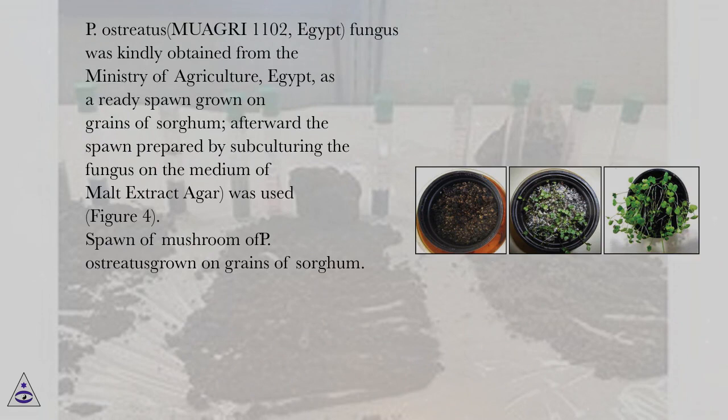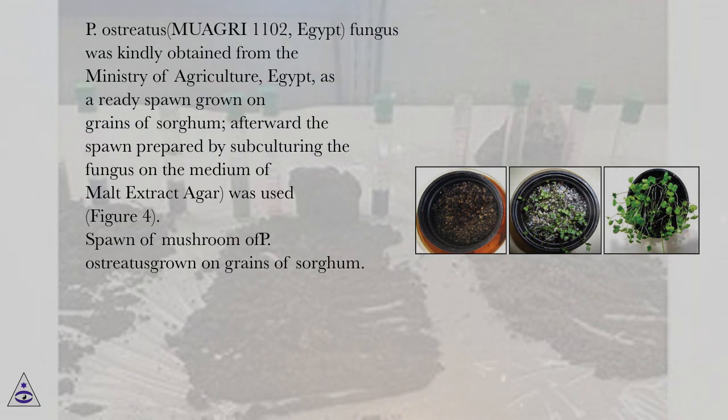P. ostreatus Mugri 1102, Egypt, fungus was kindly obtained from the Ministry of Agriculture, Egypt, as a ready spawn grown on grains of sorghum. Afterward, the spawn was prepared by subculturing the fungus on the medium of malt extract agar, was used, Figure 4. Spawn of mushroom.